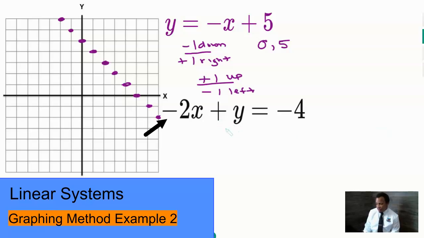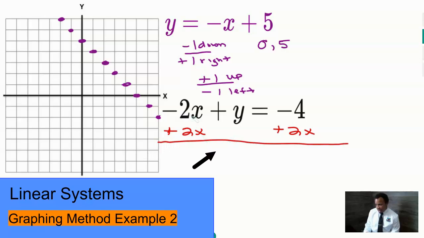So we want to keep this y here, but we need to move everything else away from it, which means we need to move this -2x. If this is -2x, the opposite of subtracting 2x would be adding 2x. So what we'll do is add 2x to both sides of this equal sign. Now on the left side, this cancels out. We bring down our y, and we have an equal sign, and we have 2x minus 4. Now this is in slope-intercept form, which is y equals mx plus b.